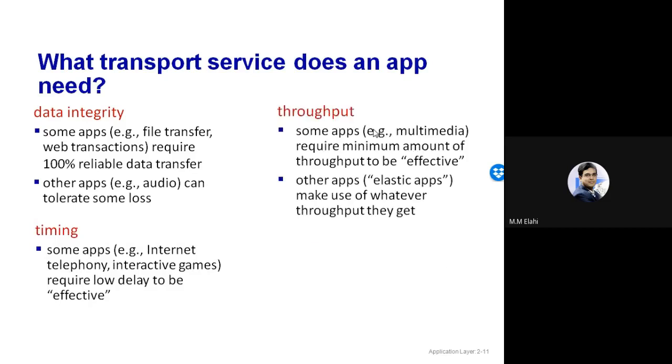And we have also described four different points: data integrity, timing, throughput, and security. Data integrity means no data loss is tolerable for some applications. These are the 4 points. Every application needs to think before deciding on which transport layer service they want.